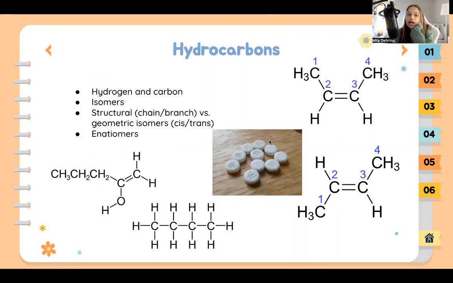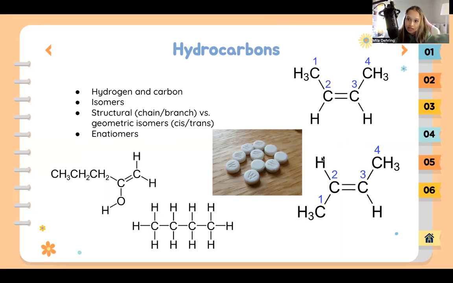So hydrocarbons. Hydrocarbons are hydrogen and carbon atoms together, thus the name hydrocarbons. And there are different isomers of hydrocarbons. So isomers are the different structures, same chemical formula, just different structures of the hydrocarbon. So there's structural and geometric isomers. So structural isomers, there's chain and branch isomers. So on down here, you can see on the left, a chain isomer is just a linear chain of carbon and hydrogens, while branch isomers actually just branch out into different components.